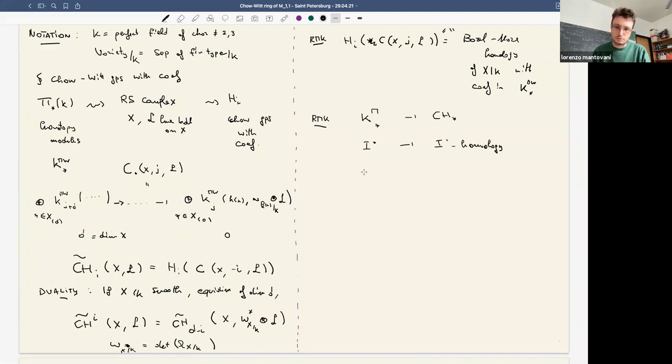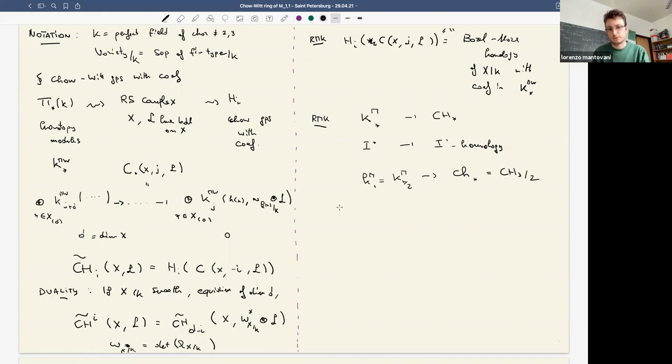We can also use Milnor K-theory mod 2. And that gives us Chow groups mod 2. And what else will we use? Well, these are the main things that we'll use today.